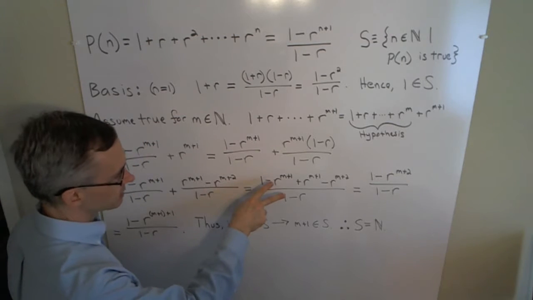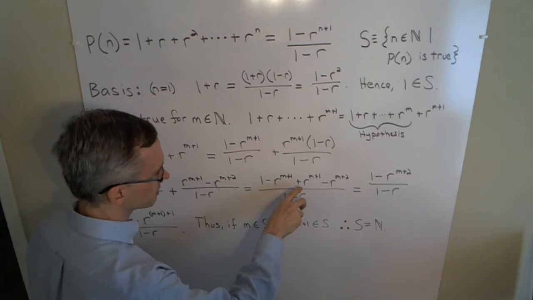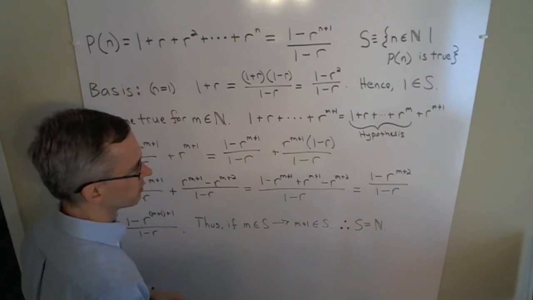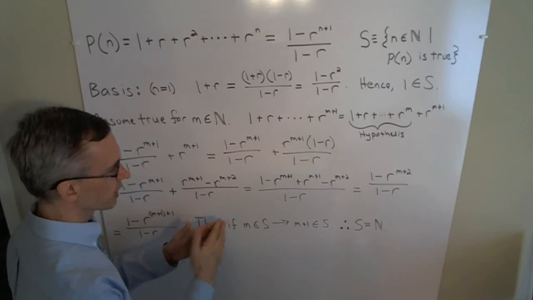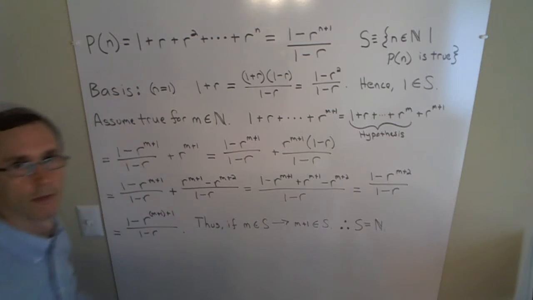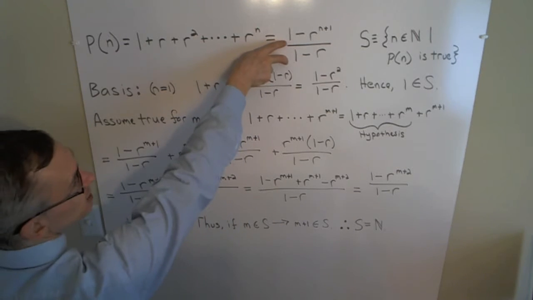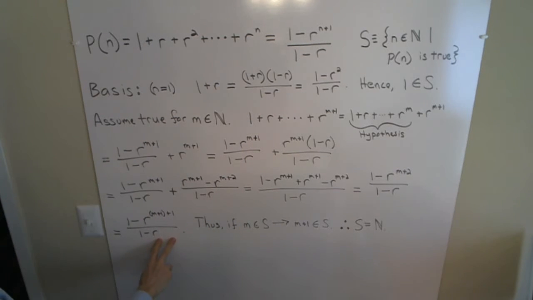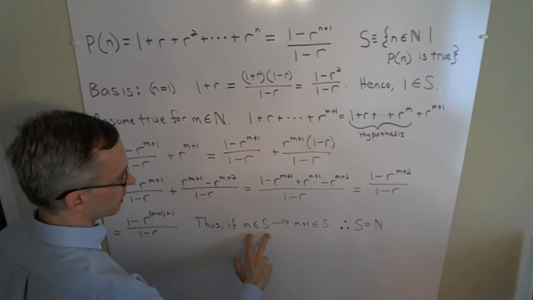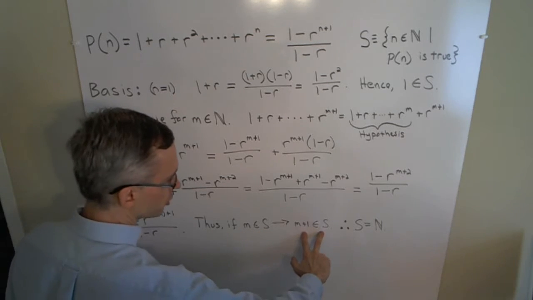Notice we have an easy cancellation here. We have negative r to the n plus 1 plus r to the n plus 1. Those two cancel, and we're left with 1 minus r to the n plus 2 over 1 minus r, which is exactly this expression with n equals n plus 1. Thus we have shown if the proposition is true for m, that implies that the proposition is true for n plus 1.